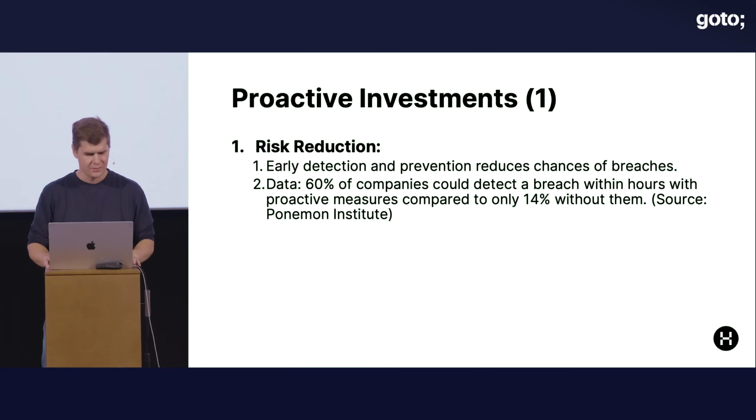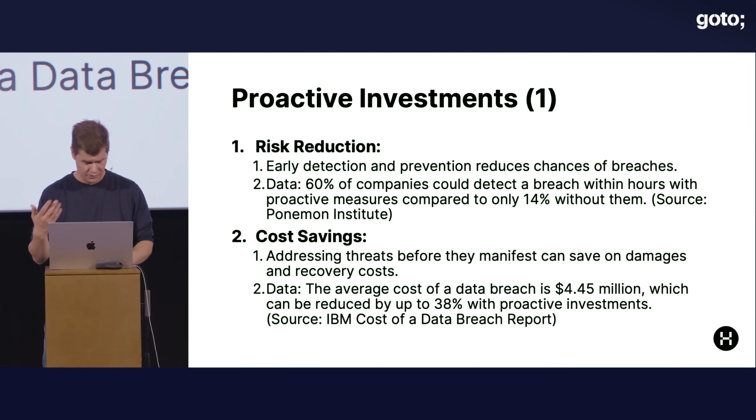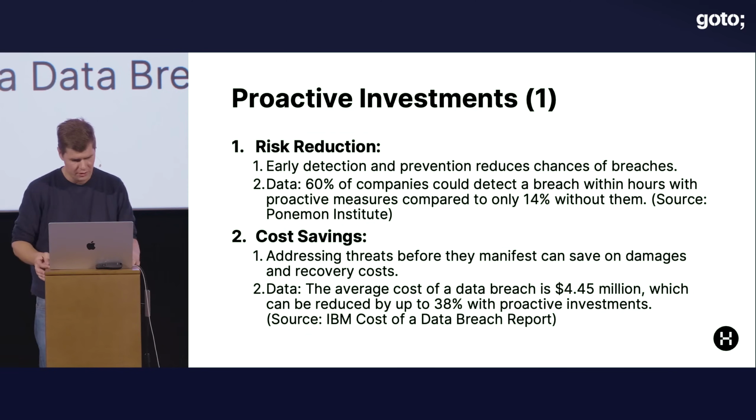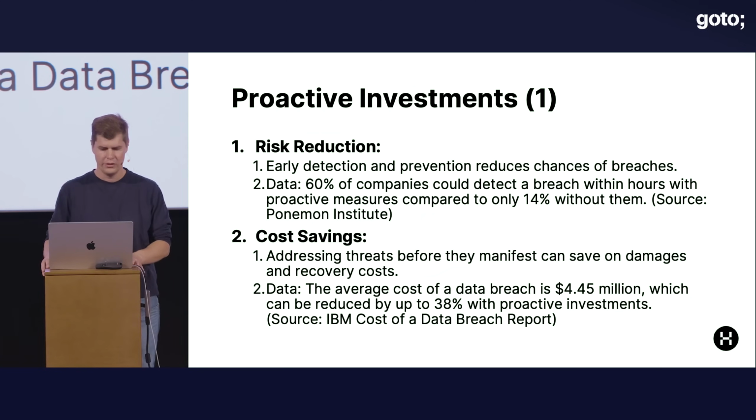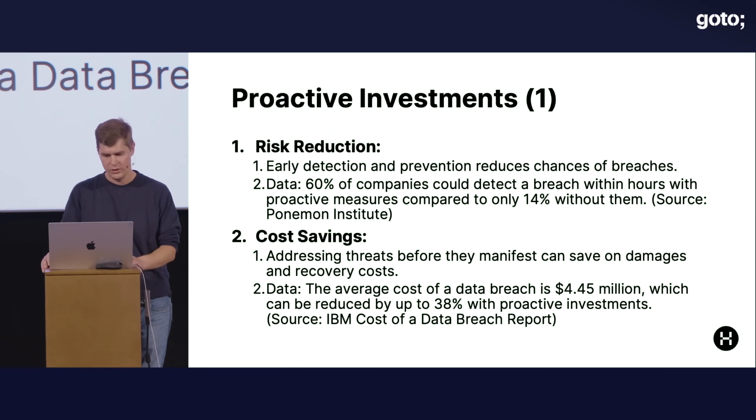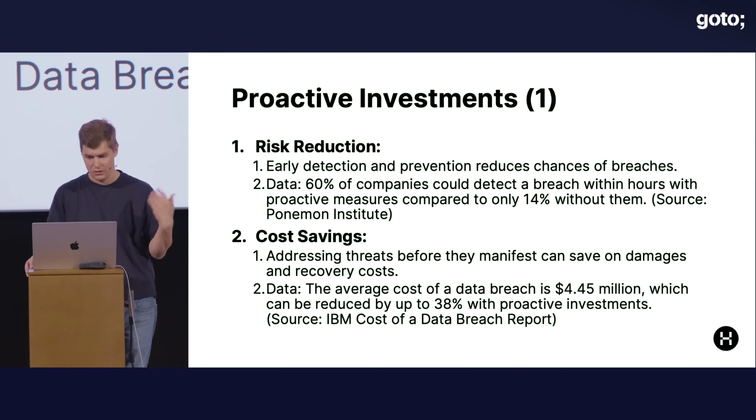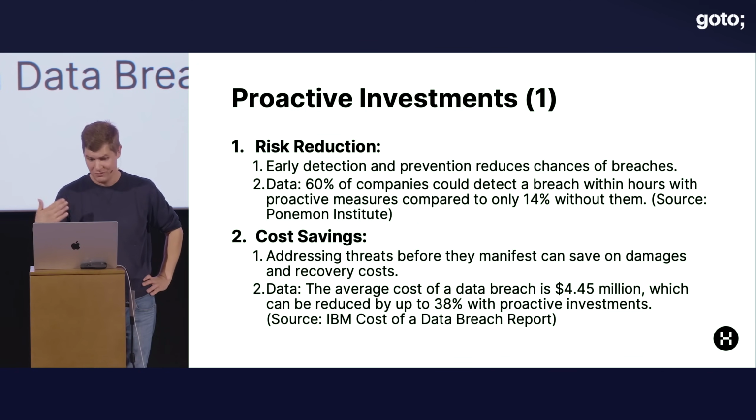So, I've got some statistics here. 60% of companies that did invest into proactive measures were able to detect a breach, versus 14% of those that did not invest. So there are some benefits related to that. IBM has a pretty interesting report that they frequently update. It's called the Cost of a Data Breach. And the cost of a data breach, I don't know if it's surprising, keeps increasing. An average data breach is going to cost $4.5 million. And that amount could also be reduced if you proactively invest into this.